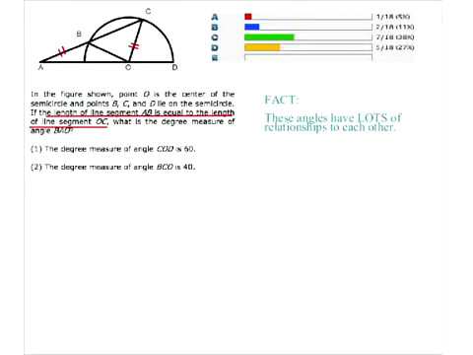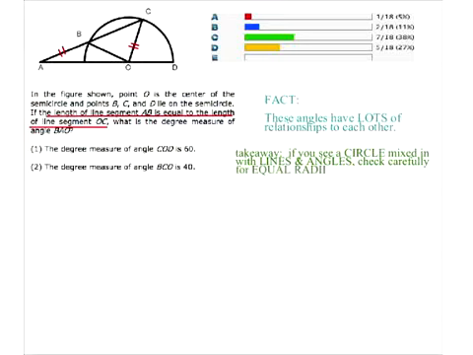Yeah, exactly. So the first takeaway from this problem: if you see a circle mixed together with a bunch of lines and angles, not always, since there are things like inscribed angles that might be happening, but in most cases, check carefully for equal radii, because all the radii of the circle have to have the same length. And so this will generate things like isosceles triangles.